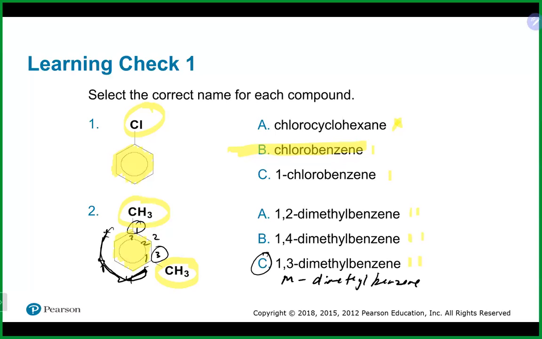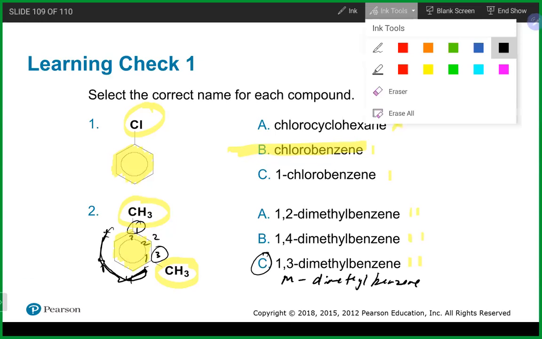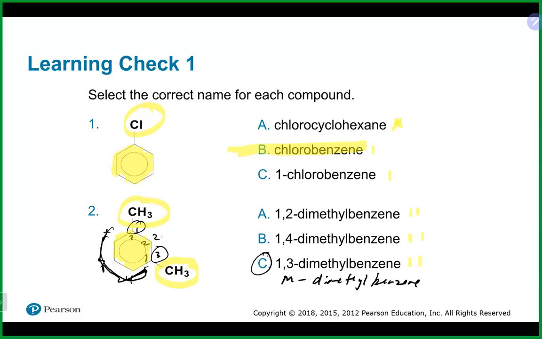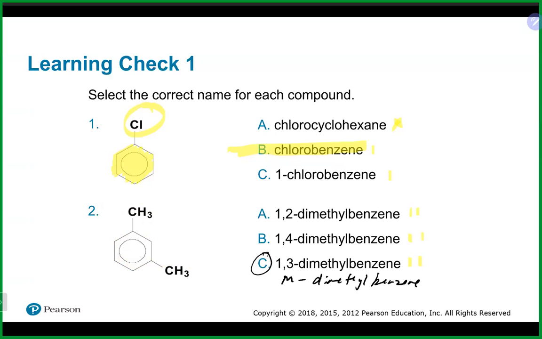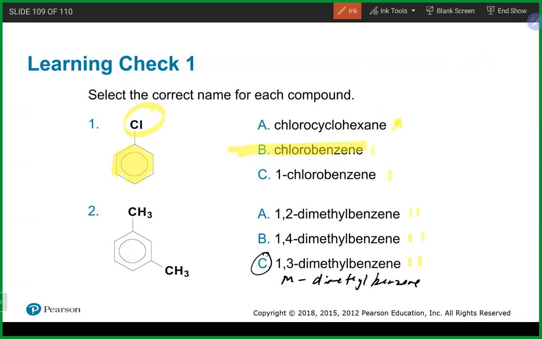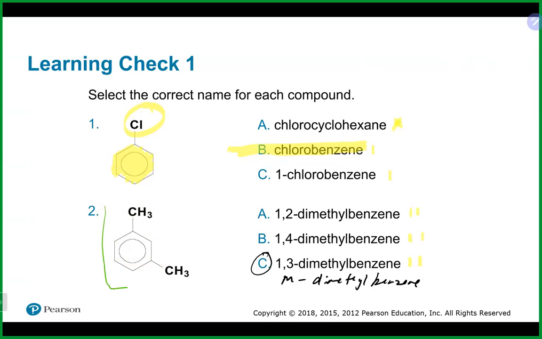By the way, if we went with the historical name on this, get rid of all my scribbling here, right? It could also be, if we took this whole thing as toluene, right? And then that would be 1, 2, and 3. So that could also be 3-methyltoluene as well, which would be a more historical sort of name.